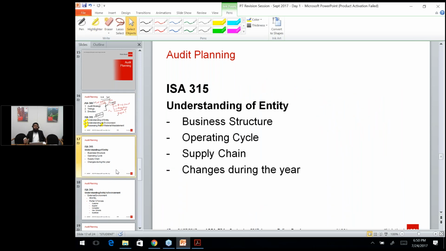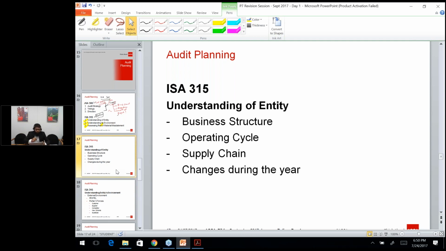You see, whenever you are performing the audit of a client, it's very important for you to understand what exactly the client does, what exactly is their business. So in our initial stages of the audit, we need to obtain an understanding of the entity, and that understanding could include understanding the business structure.